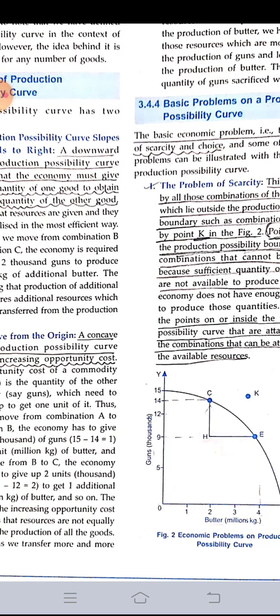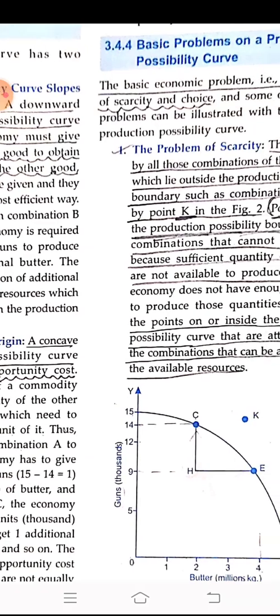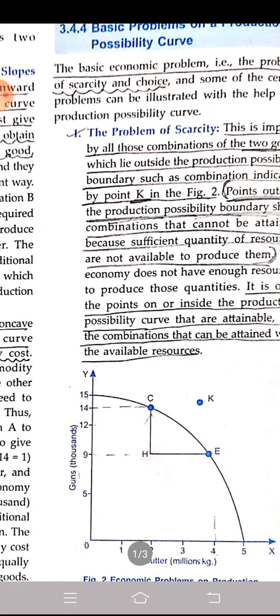If we consider the same thing, the same example has been taken here once more. The y-axis denotes guns and the x-axis denotes butter. At the first point there is 15, then it comes down to point C. At point C, the gun production came down from 15 to 14, and you can see the quantity of butter went from 1 unit to 2.